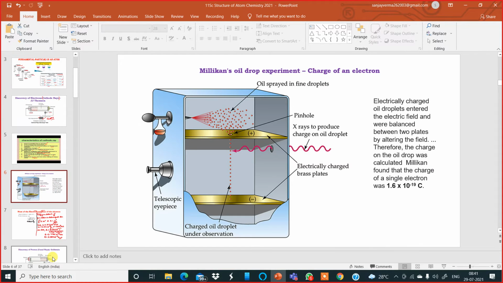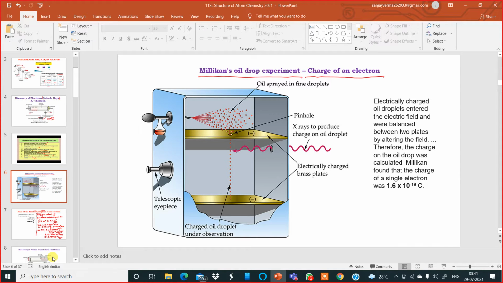Moving further, once the discovery of the cathode rays was done, now it was necessary for J.J. Thomson and the other people to get the charge of the electron. What is the charge carried by the electron? So this charge of an electron was successfully calculated and estimated and given to us by the experiment called Millikan's oil drop experiment.